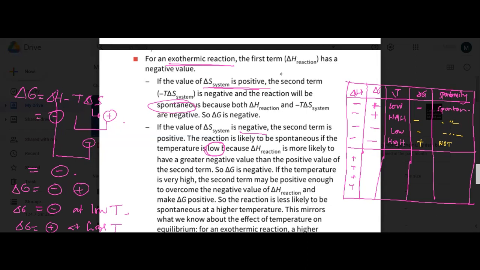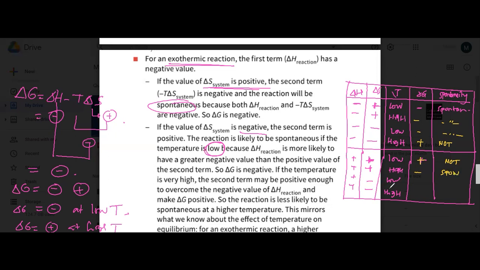Okay, how about in endothermic reaction? Positive, positive. Assume this is low temperature, high, low, and high. Positive, positive, low temperature: delta G should be positive, not spontaneous. Positive, positive, high temperature: delta G would be negative, spontaneous.